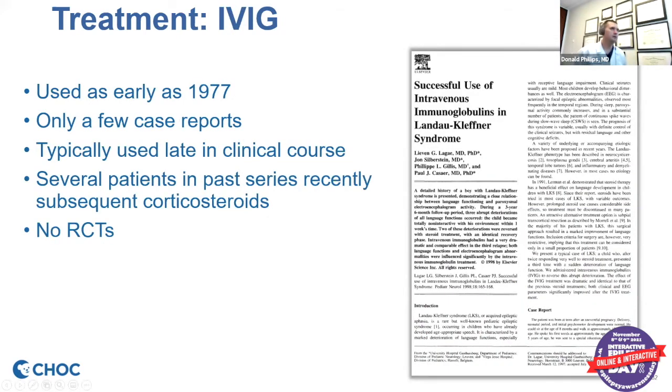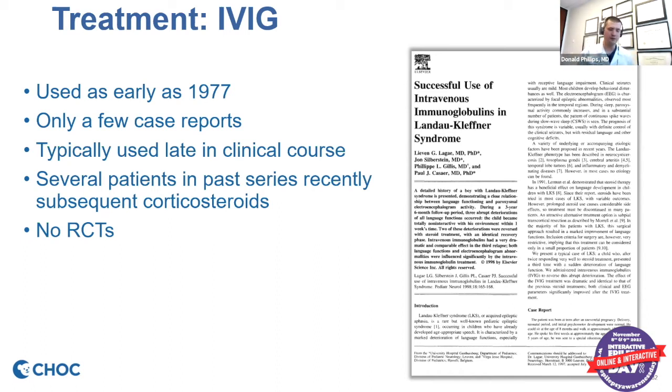Intravenous immunoglobulin, or IVIG, is something that is talked about with ESCS, and it's another immunomodulatory agent. It is injected by IV. It's done in the hospital. It's been used as early as 1977 for refractory epilepsy and ESCS. That being said, there's still only a handful of individual cases reported in the literature. It's typically used really late in the clinical course when other things don't work. And so the results are as such.